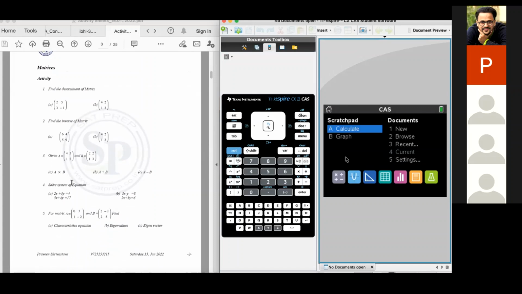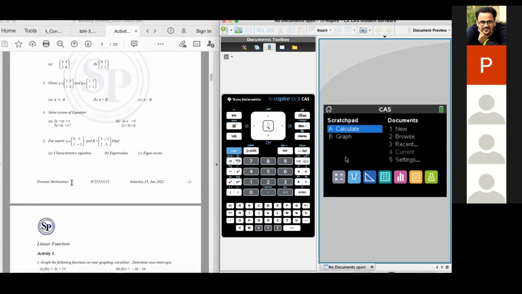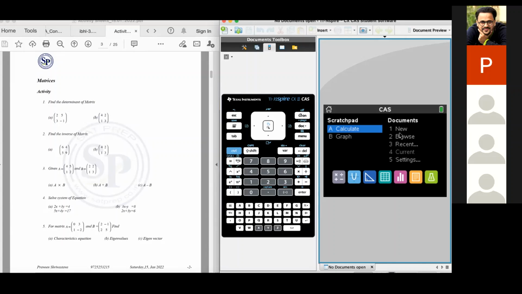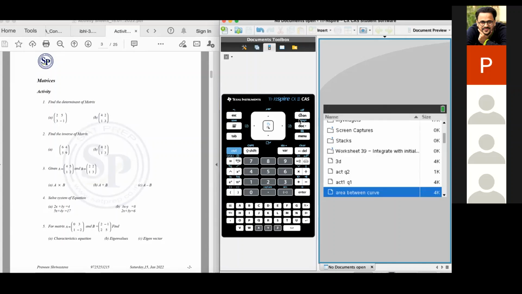So like finding the determinant of a matrix, inverse of a matrix, and then addition, multiplication, and solving simultaneous equations, and finding the characteristic equation, eigenvalue, eigenvector, etc. So we will see how to find these. So, the procedure.